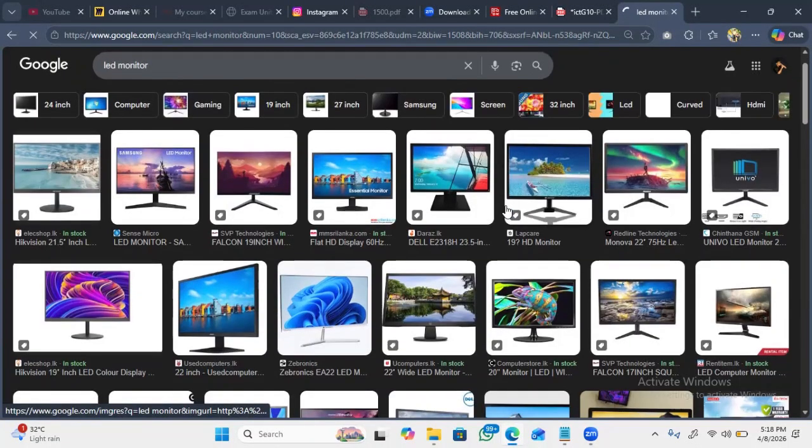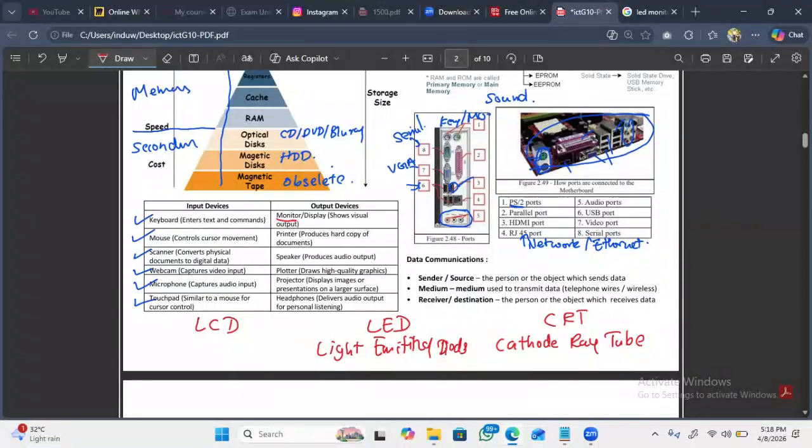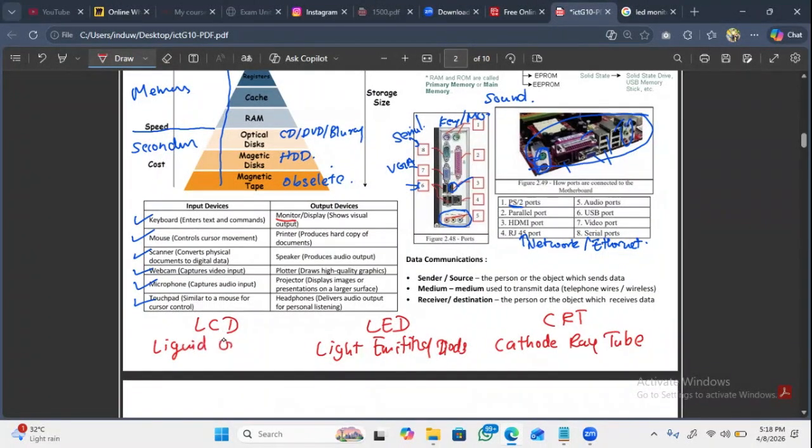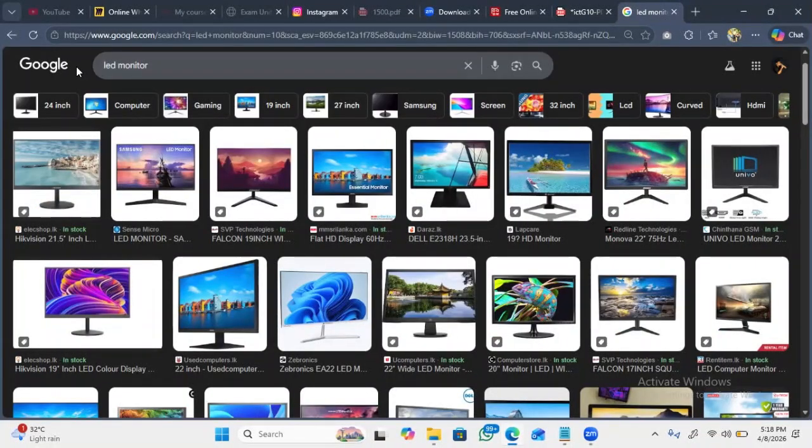Okay, most modern. How nice. Good picture quality is there. And also we have LCD. LCD means liquid crystal display. Not as good as LED, but somewhat okay, better than CRT.